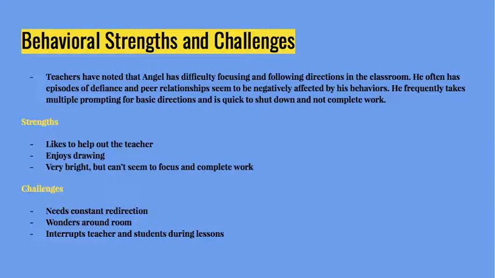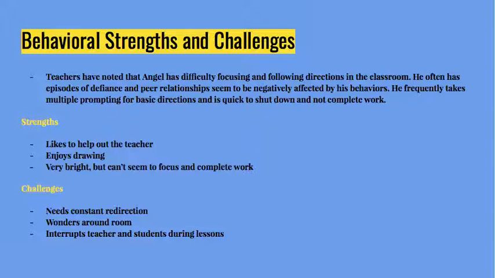Behavioral strengths and challenges. So teachers have noted that Angel has difficulty focusing and following directions in the classroom. He often has episodes of defiance, and peer relationships seem to be negatively affected by his behaviors. He frequently takes multiple prompting for basic directions and is quick to shut down and not complete work. So as far as episodes of defiance, if we ask Angel multiple times to please get started, he will say no, or he will walk away, or he will just completely shut down and not talk. Right now we're working on trying to give him a choice. You can sit here or you can sit there and do your work. You get a choice. And that seems to help a little bit.